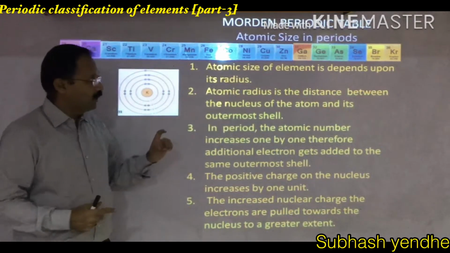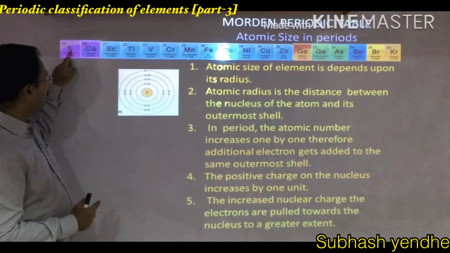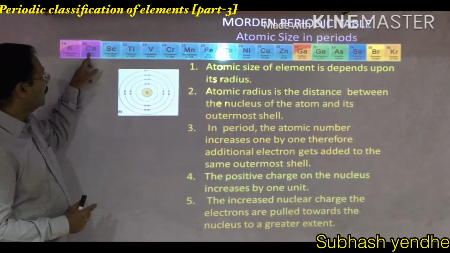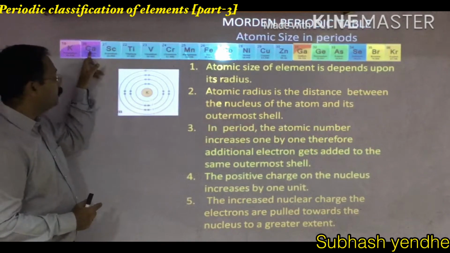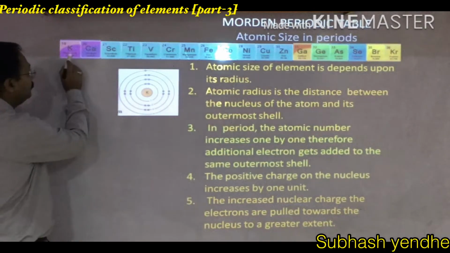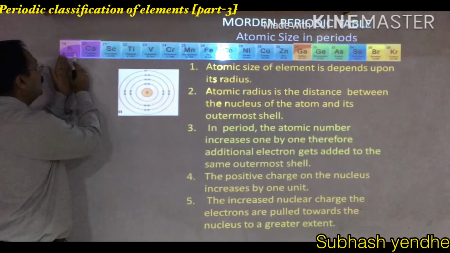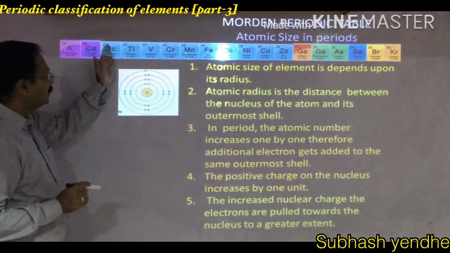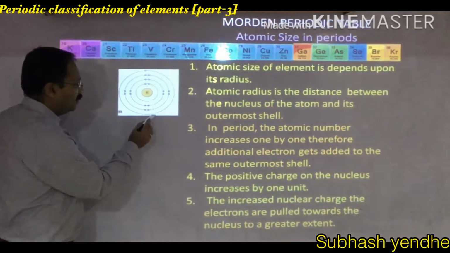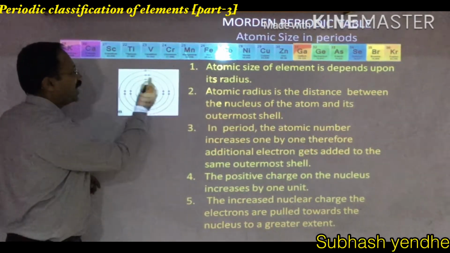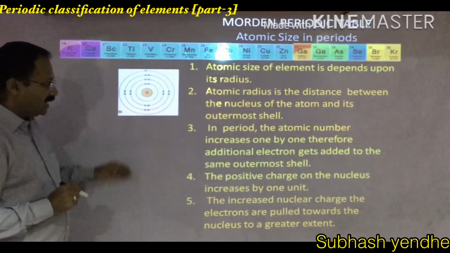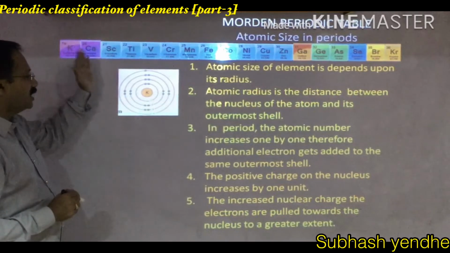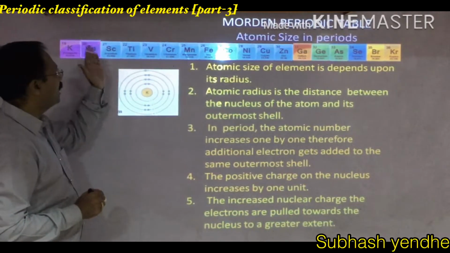And then the third point you have to remember. This is potassium having the atomic number 19, then calcium, atomic number 20. What you observe here? In a period from left to right, the atomic number increases. If the atomic number increases, therefore 1 electron is added in the outermost shell. And if the electron is added in the outermost shell, the positive charge of the nucleus increases by 1 unit.